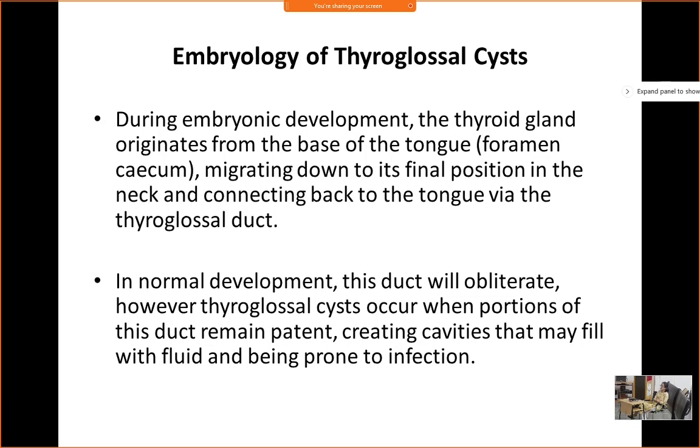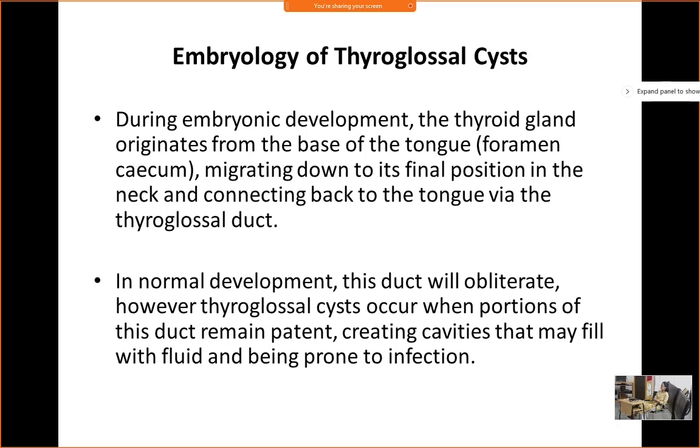Now, a bit about the embryology of the thyroglossal cyst, why it happens only in the midline and why it happens at or above the level of the hyoid bone. So during embryonic development, the thyroid gland originates from the base of the tongue. At the embryonic stage, the base of the tongue is known as the foramen cecum. Then from the base of the tongue, it migrates down to its final position in the neck, connecting back to the tongue via the thyroglossal duct.